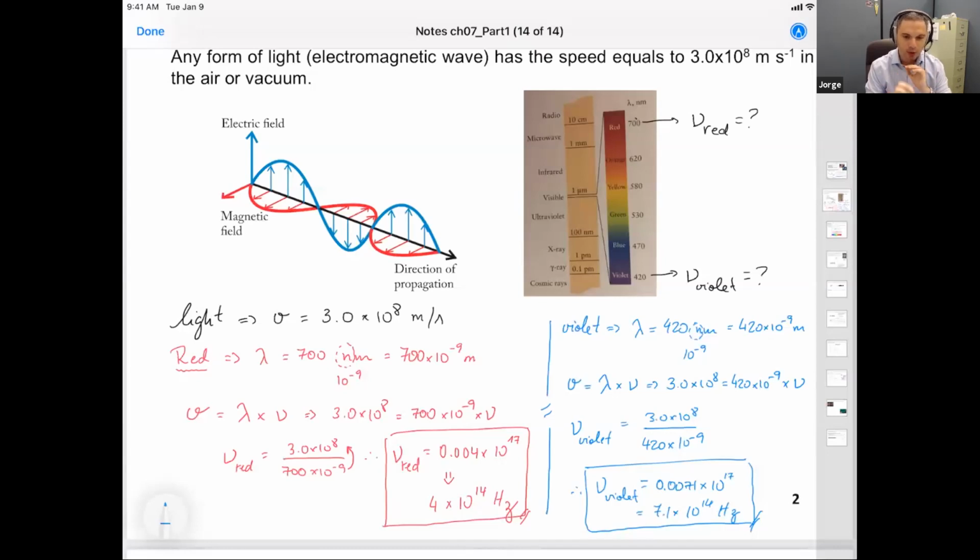Okay, so I told you at the beginning that waves transport energy. Let's think about the different kinds of lights that we have here, from red to violet. Which one do you think will transport more energy or will have more energy associated with it? So let's think about one thing. Right below the violet, we have ultraviolet. And right above the red, we have infrared.